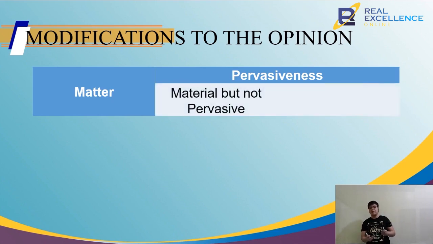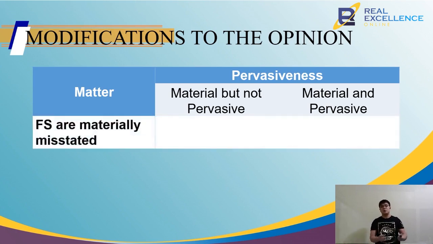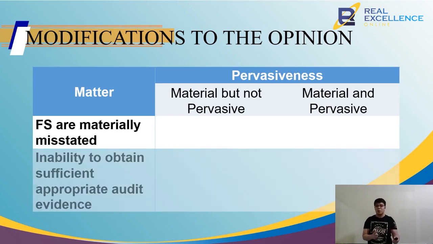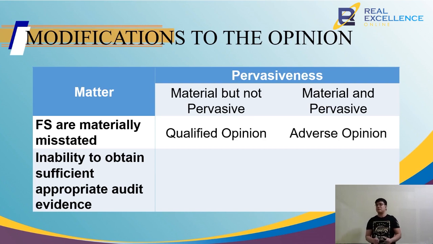So, as to matter, syempre, material but not pervasive. Alam mo agad to na qualified, di ba? Possible rin na material and pervasive. So depende dun sa nature ng circumstances that will give rise dun sa modification. Kung yung modification is caused by the financial statements being materially misstated, so may mali sa FS, anong opinion natin dito? Qualified or adverse. Qualified kung material but not pervasive, material and pervasive, adverse naman.